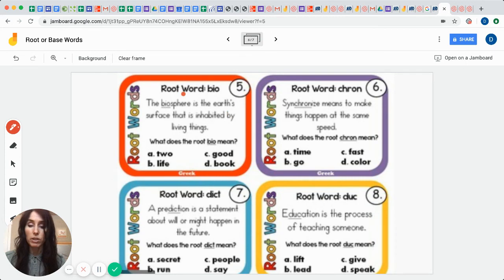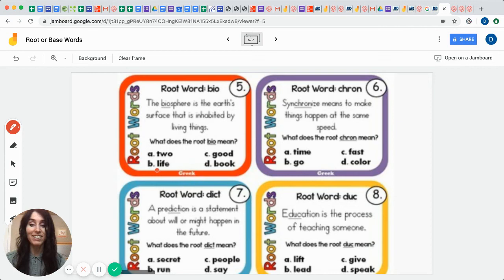Okay, so as a quick review, let's go through these. We have the root word bio. The biosphere is the word. The biosphere is the Earth's surface that is inhabited by living things. So which one of these answers would tell us what the Greek word bio means? Is it to, life, good, or book? Which one do you think it is?